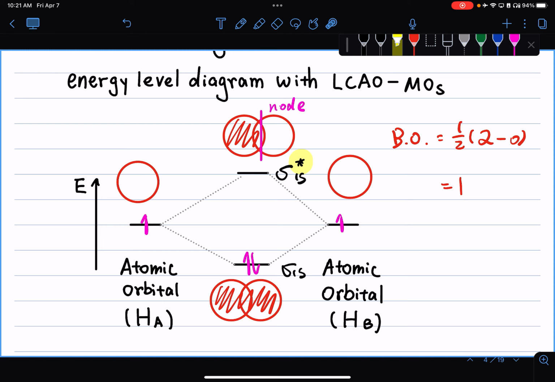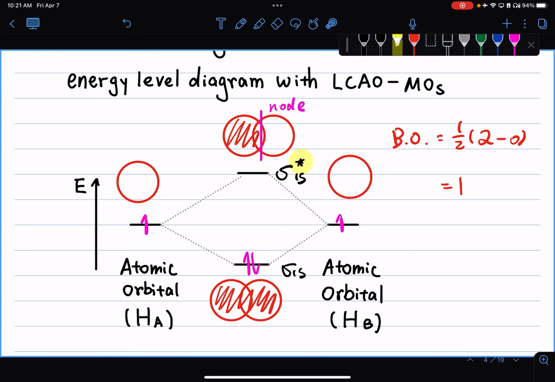So with H2, because it's going to use just the outer shell with just 2 electrons, would you never see an anti-bonding molecular orbital? So the question here is, do you never see an anti-bonding molecular orbital? And the answer is no.